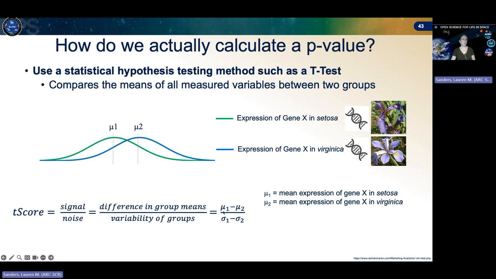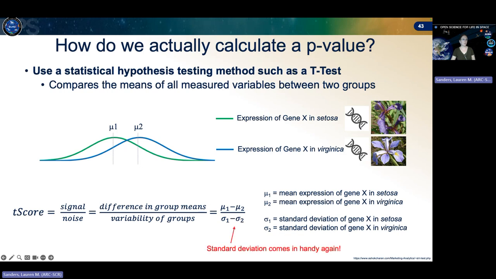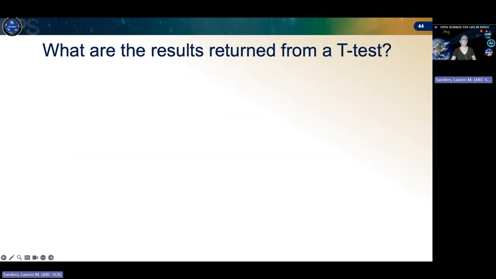So the way that we do that is we take the mean expression of that gene in the one group minus the other group over the standard deviation of that gene in the one group versus the other group. And we can see, so standard deviation is coming in handy again to help us describe how different these two groups are using both mean and standard deviation.